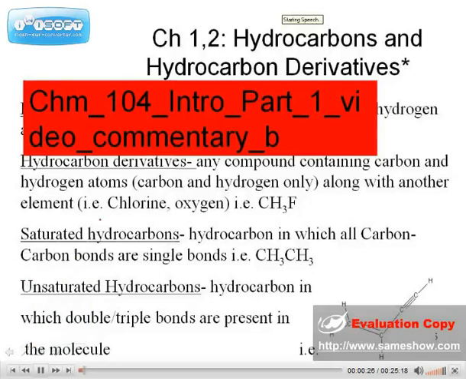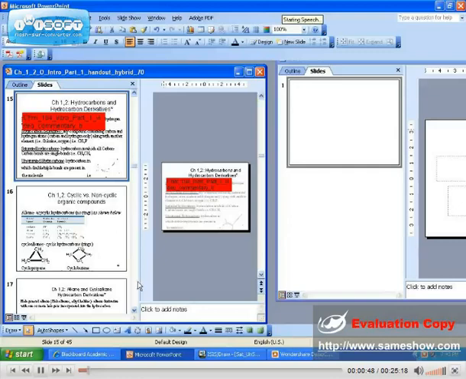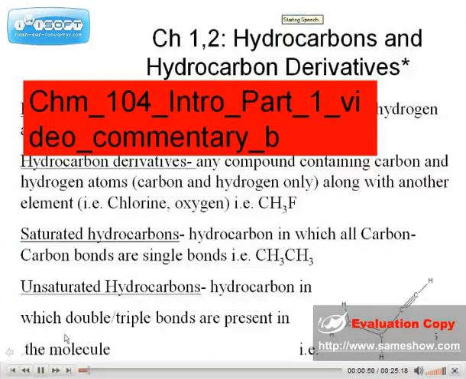Okay, let's continue on. We just talked about hydrocarbon derivatives. Now we're going to get into saturated and unsaturated hydrocarbons. Saturated hydrocarbons are all hydrocarbons or hydrocarbon derivatives which contain single bonds. So be sure to highlight in your personal copy single bonds.